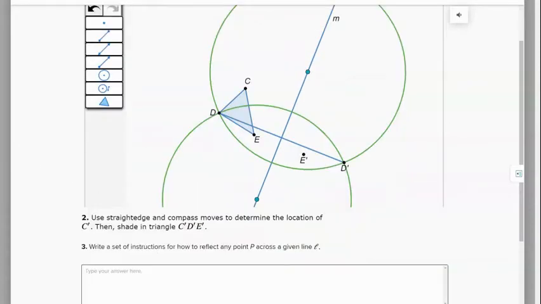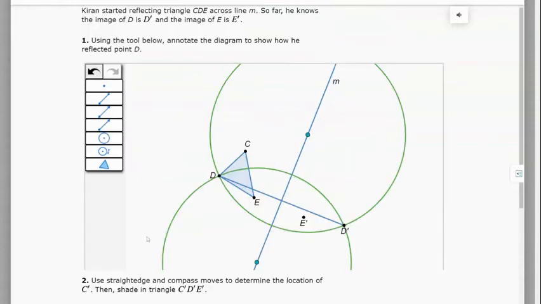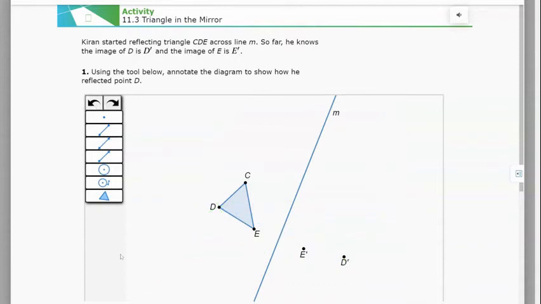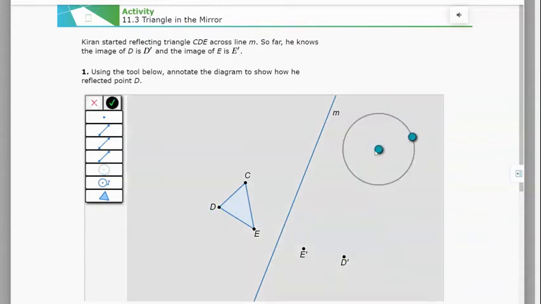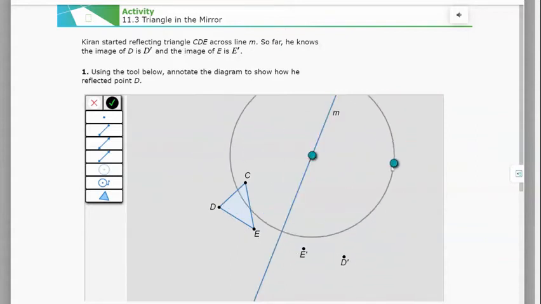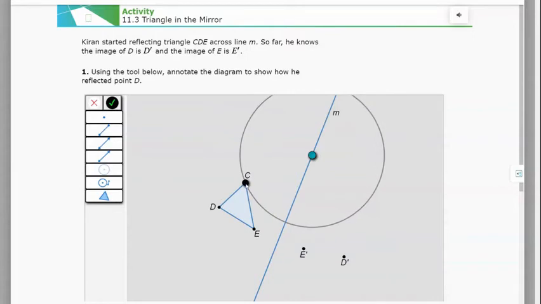All right, let's see. Number 2, use a straight edge and compass moves to determine the location of C prime. Then shade CDE. So what about point C? Let me clean this up a bit. So for C, let's do another compass construction from line M to C.